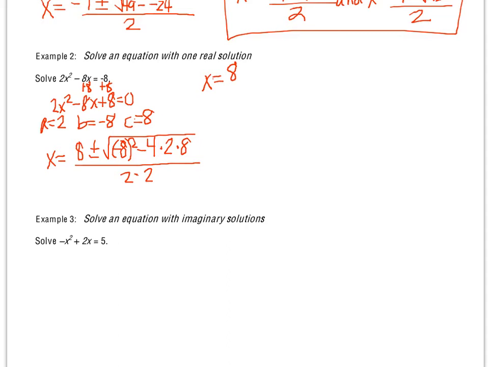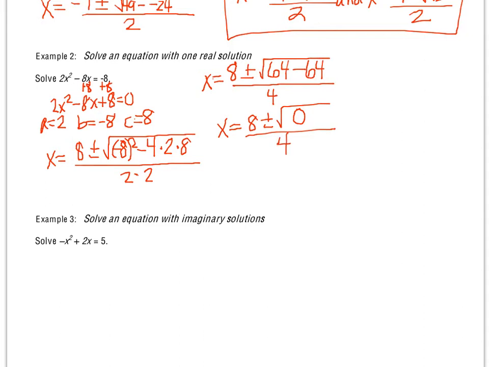So we have 8 plus or minus the square root. Negative 8 squared is positive 64. Minus 4 times 2 times 8 is 64. And that's all over 2 times a. 2 times 2 is 4. So this is x equals 8 plus or minus the square root, 64 minus 64 is 0, all over 4.